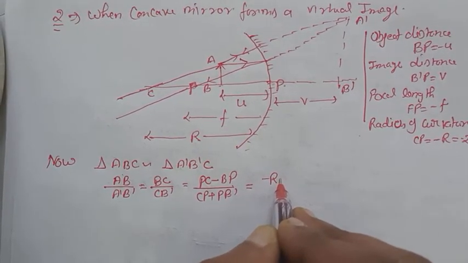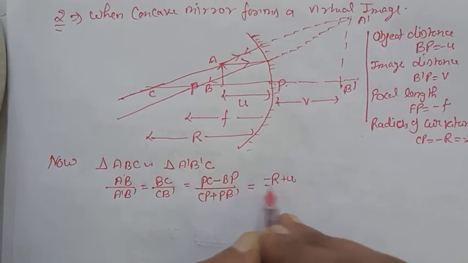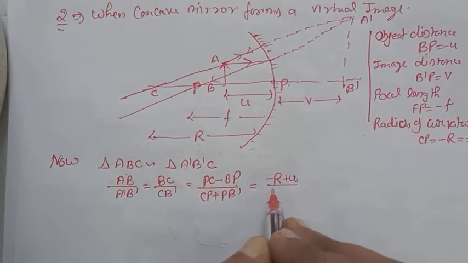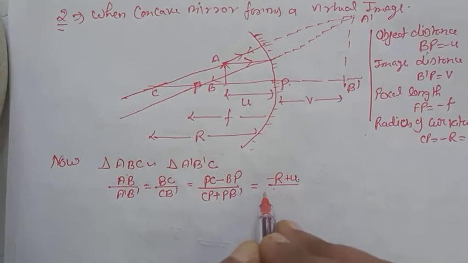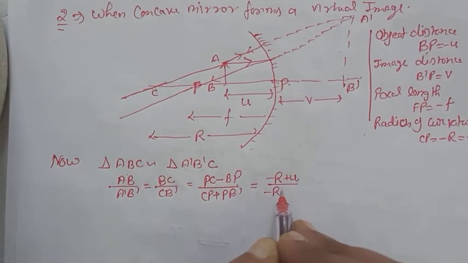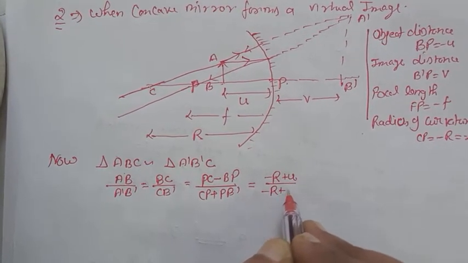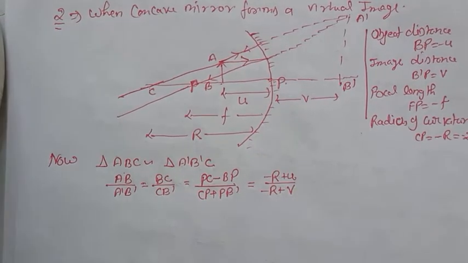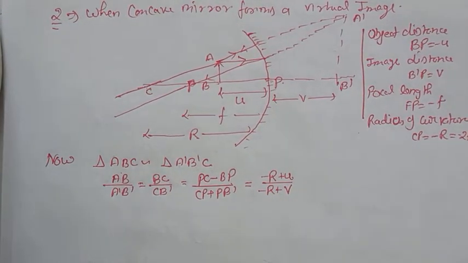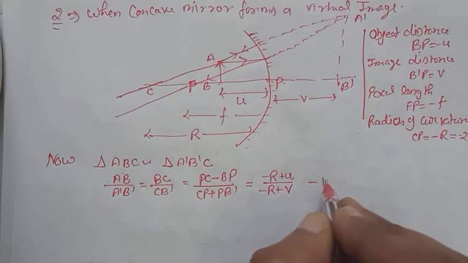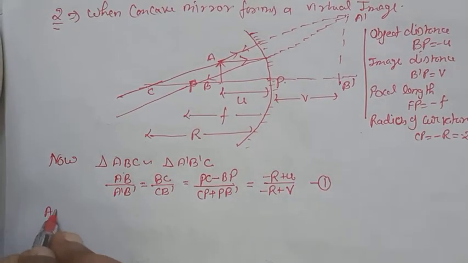BP means object distance, minus minus plus. CP, radius of curvature is minus kr, plus B dash P, which can be written as image distance, which is positive. Equation number 1.